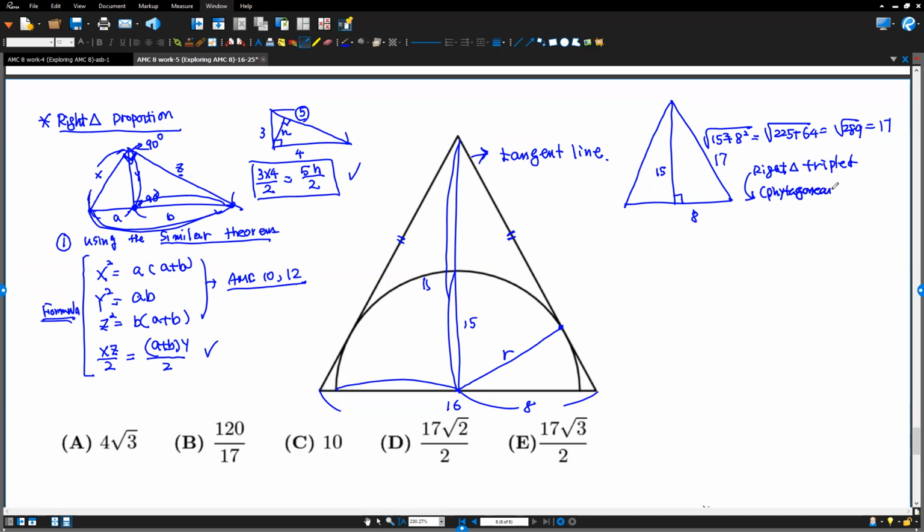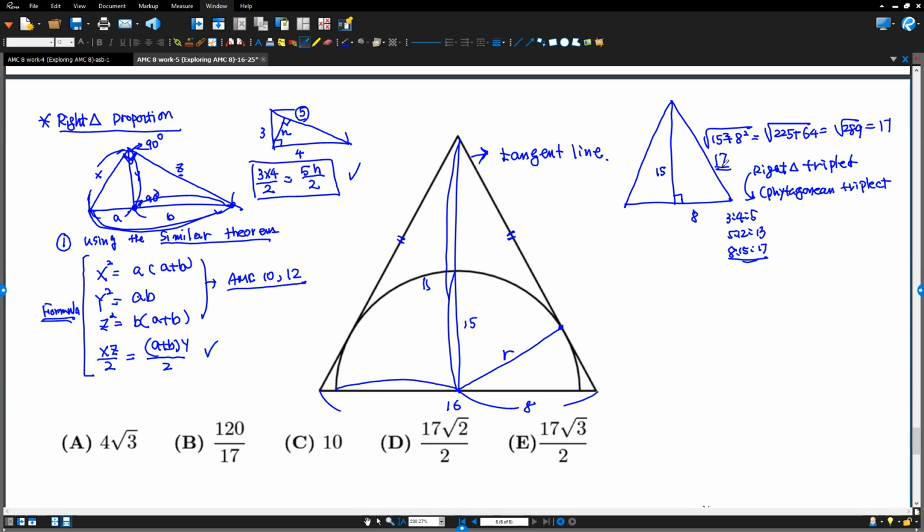Pythagorean triplet. Is 3, 4, 5 the one? Yeah, 3, 4, 5. Then 5, 12, 13. The next one is 8, 15, 17. If you know these, you will get the right number directly. You don't need any work.